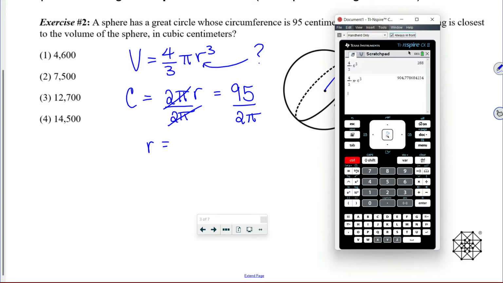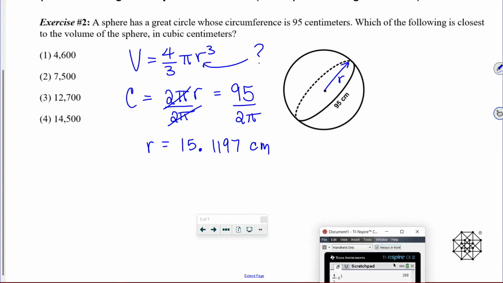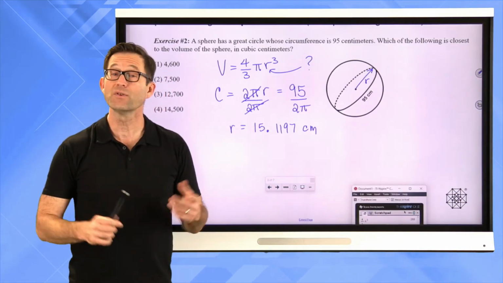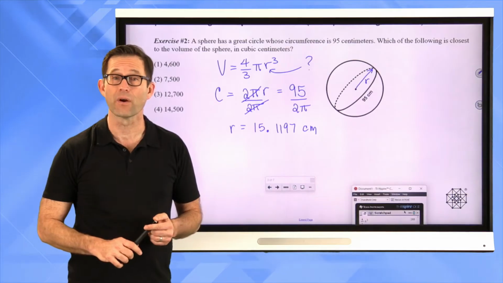Now this is going to be an obnoxious number, but let's figure out what it is. And I think I'm even going to use my fraction bar to avoid any errors that might come up in terms of order of operations. So 95 divided by 2 pi gives me a radius, and I don't want to round it too early. 15.1197 is the radius of that great circle, which is also the radius of my sphere.